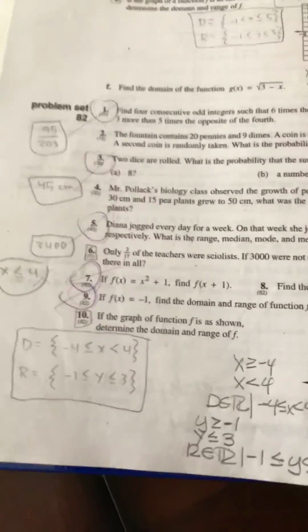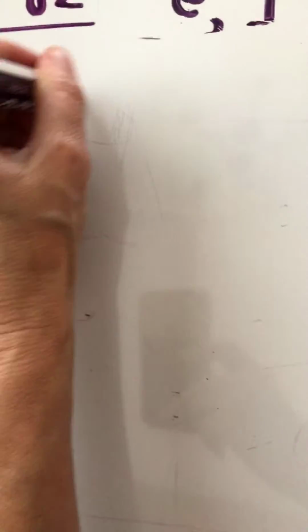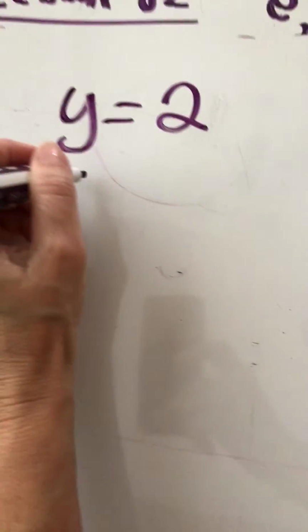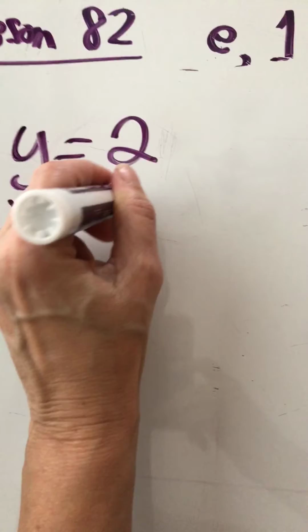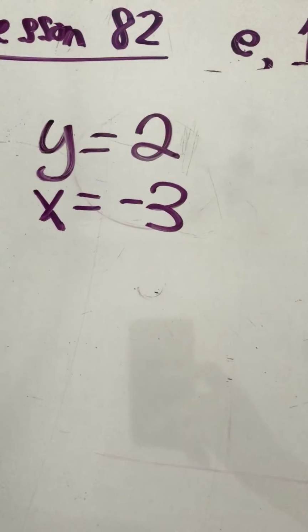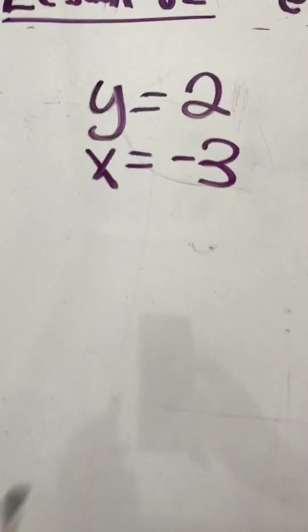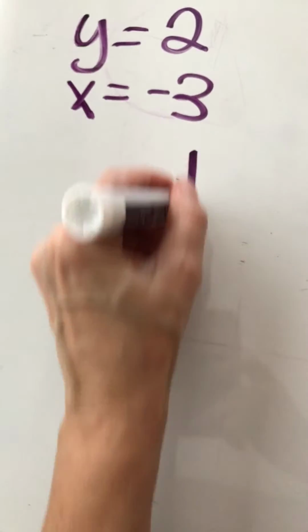The last problem for lesson 82 was number 13. So let's look at 13. 13, we have two equations. We have y equals 2. We have x equals negative 3. I want you to graph it and solve for where they are concurrent, okay?